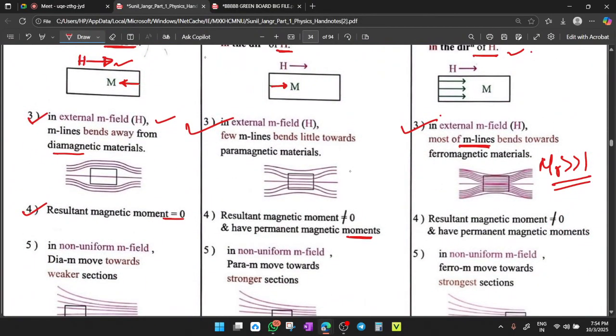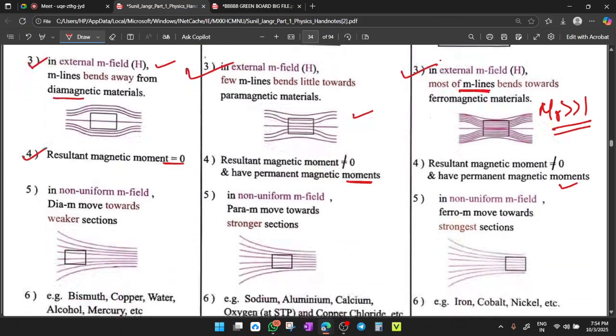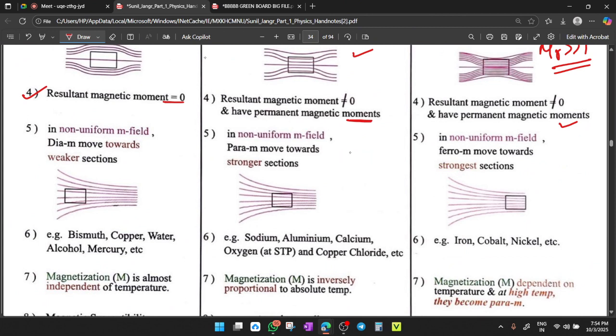In the others, the electrons are unpaired, so a magnetic moment is there. And here also there are unpaired electrons, so a magnetic moment is also there. Both paramagnetic and ferromagnetic materials have a permanent magnetic moment.